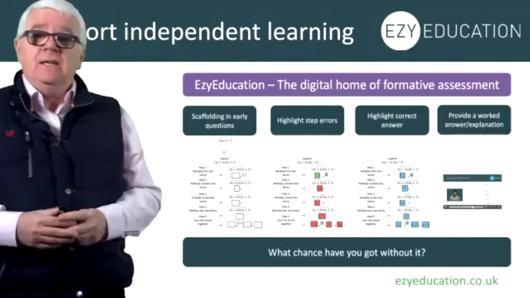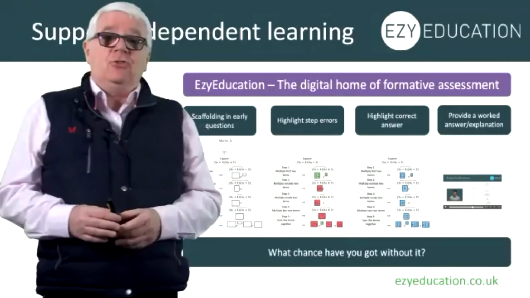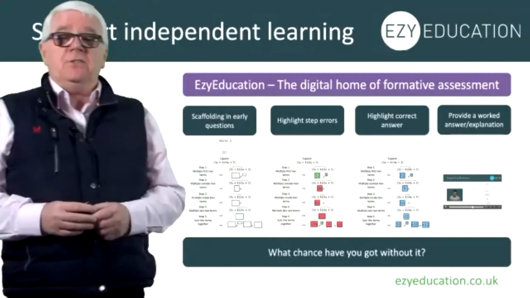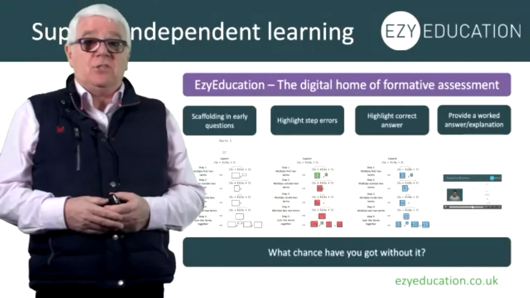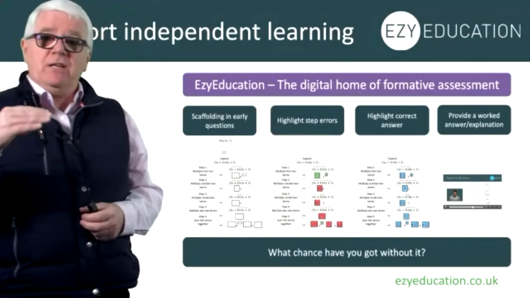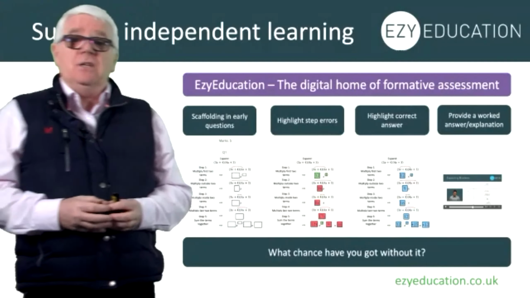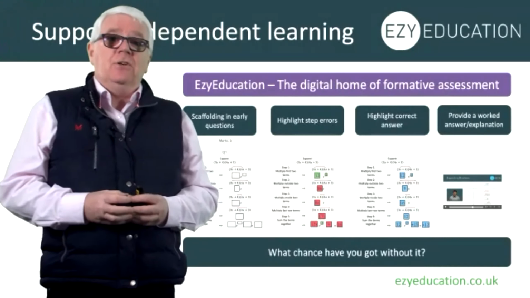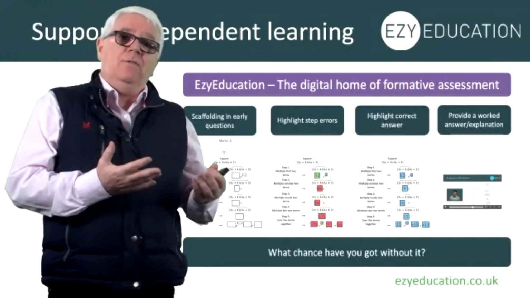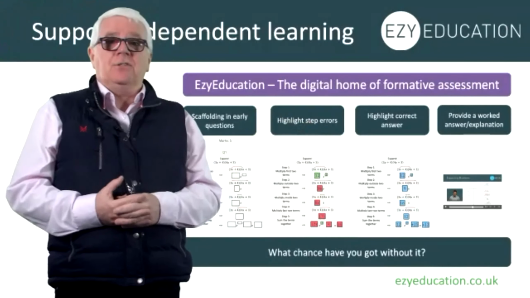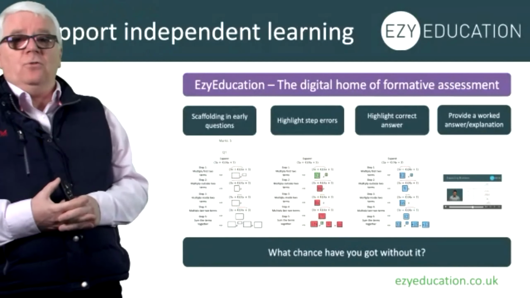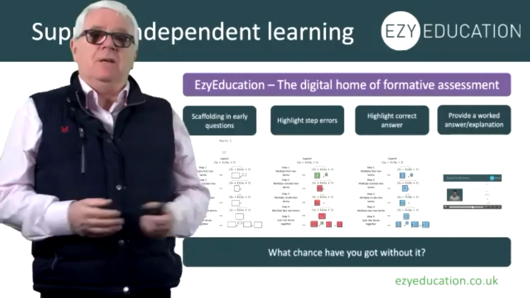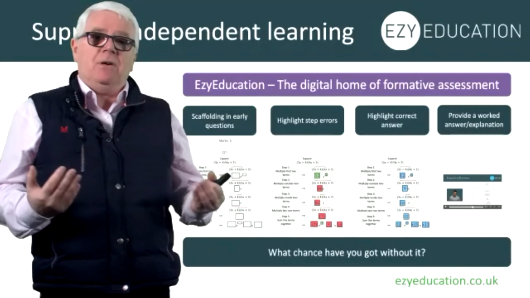So what we've got here is a bit of algebra. We're just talking about expanding brackets. And so the way in which we would work this is, early questions, we would do some scaffolding to help demonstrate the right technique for doing this. Once the student has engaged with that, we would highlight any errors that have been made. We will then look, if you're moving across the slide there, you can see we then highlight what the correct answer should have been, but we provide a worked answer explanation, which goes through that step by step.